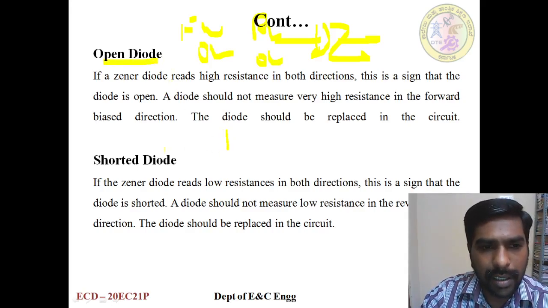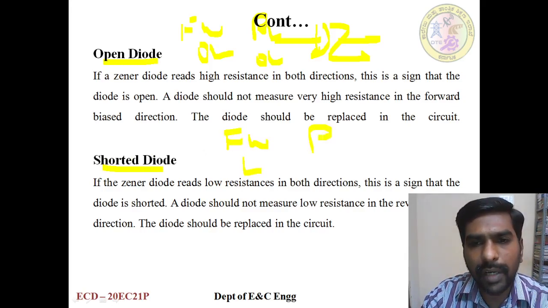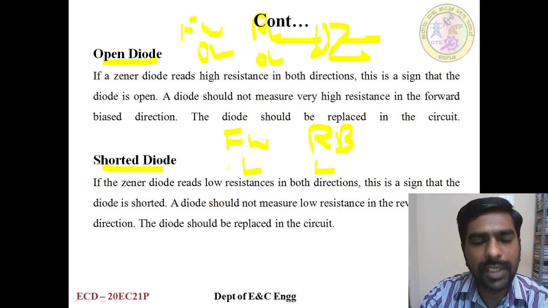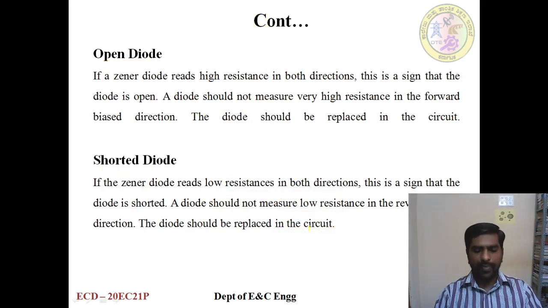Then a short diode, when will it happen? If the forward direction gives a low resistance value, and when reverse biased it also gives a low resistance value, we can say it's a short diode. See, like this we can identify the troubles in a Zener diode.